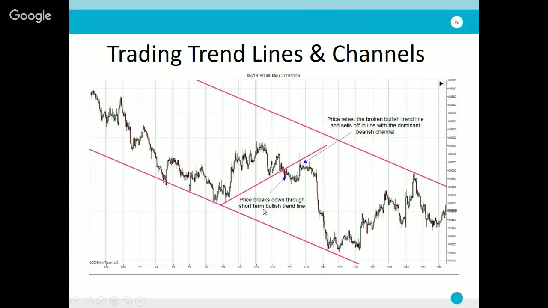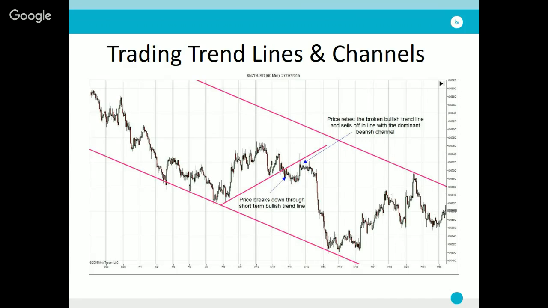Okay, so you can see that price breaks down through the rising trend line. We have a trend line in place here. We join this low to this low. We get another touch here and it's held. We break through at this point. We then trade back up and retest it. So this gives us the opportunity to place a short trade in line with the dominant trend.